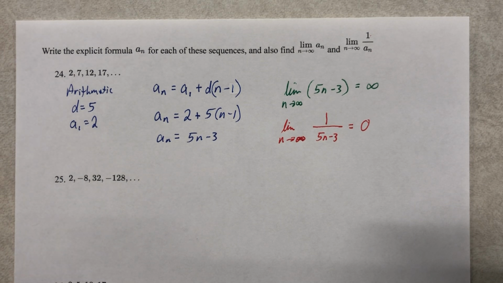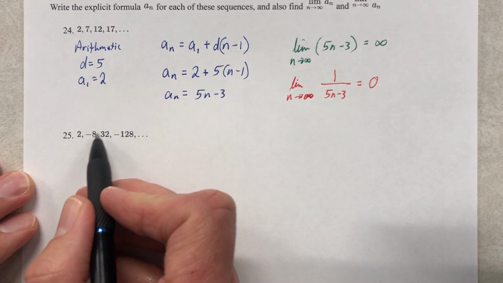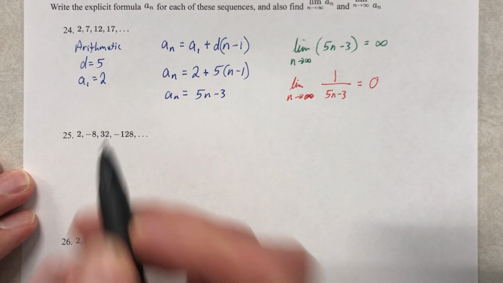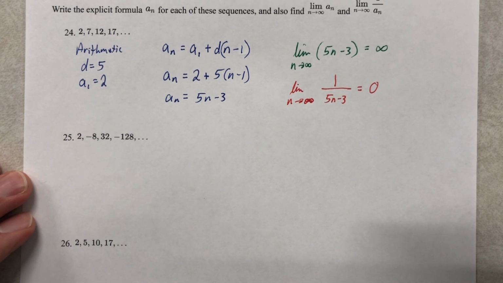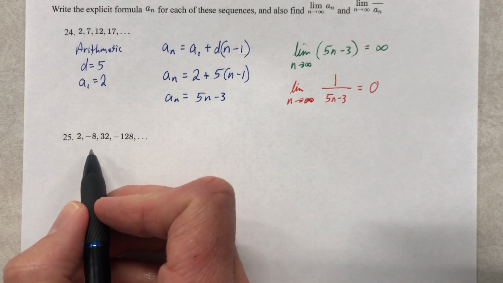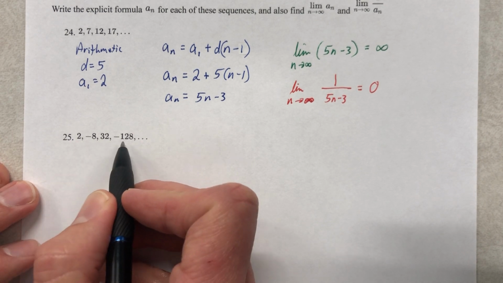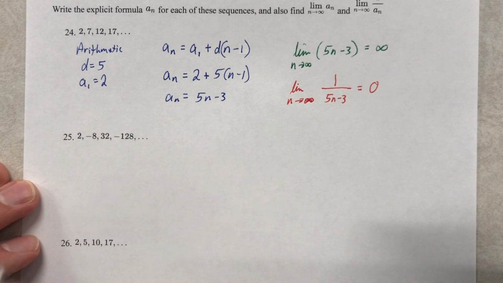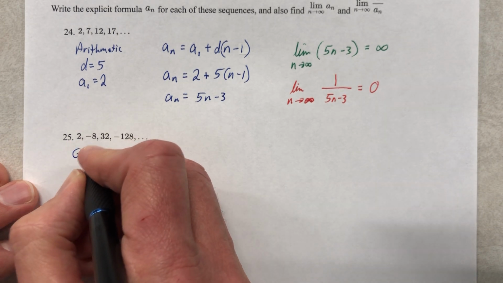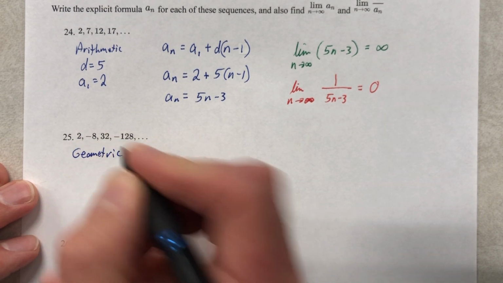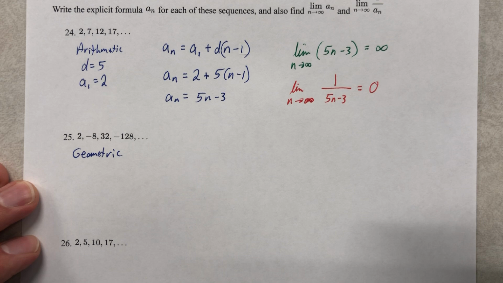Here we go. Let's keep going. The next one is 2, negative 8, positive 32, negative 128. Well, first of all, we realize that the numbers are alternating. Second of all, if we just pretended like everything was positive, it'd be 2, 8, 32, 128. So we're multiplying by 4. We are multiplying, which makes this one geometric. There's a whole lesson devoted to this one, to geometric series. It's great.